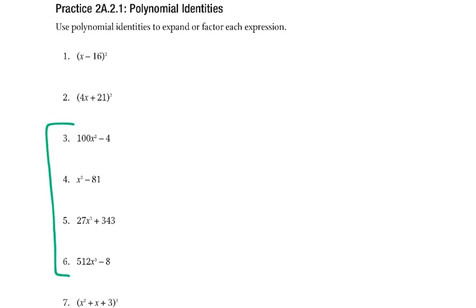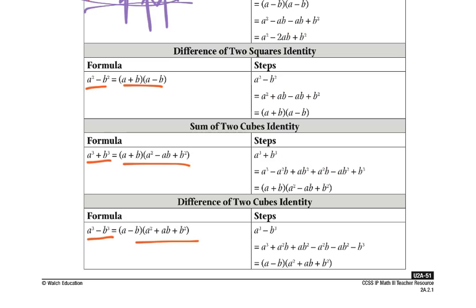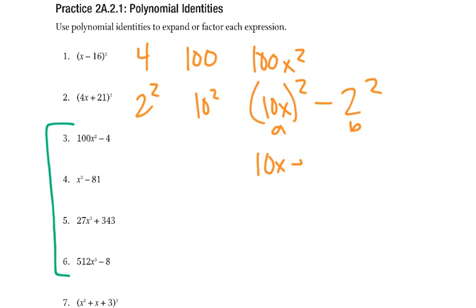So, looking at this first one, the first thing we need to notice is it's got a square. That should key us. We should also know something about the number 104. 100 is really 10 squared, right? So 100x squared is really 10x squared, minus 4, which is really 2 squared. See, now a is 10x, b is 2. Now we can use the difference of two squares. So it's a plus b times a minus b. So 10x plus 2 times 10x minus 2.